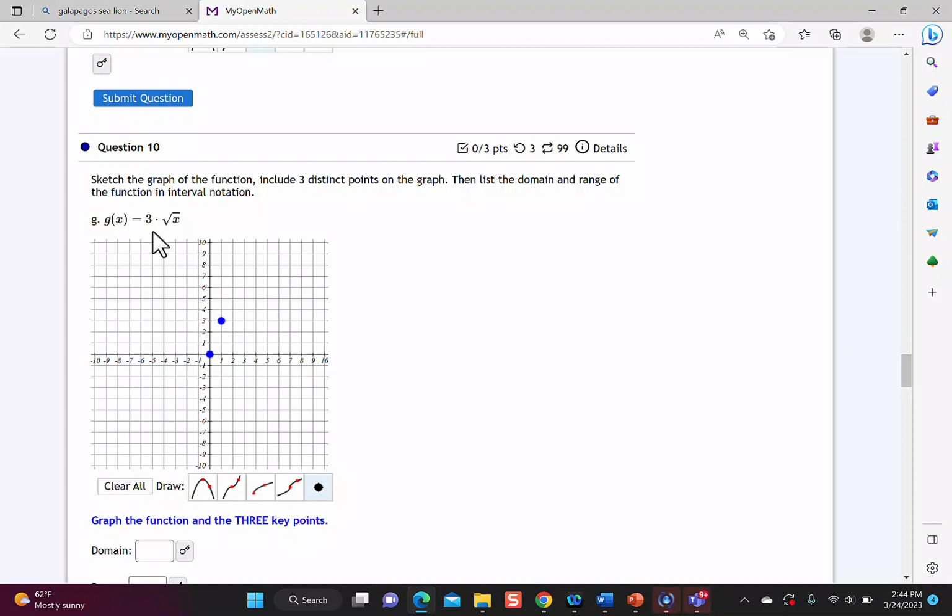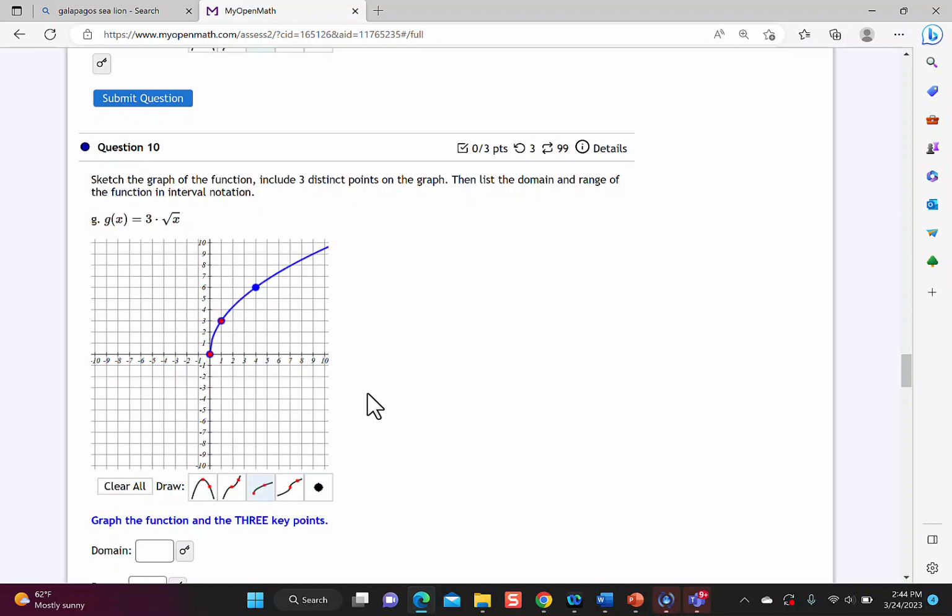That 3 shows me this transformation of stretching. And then the third point I would put on is if I were to put in 4, square root of 4 is 2, 2 times 3 is 6, so over here at 4, 6, I have another point. I grab the shape of the graph, and then I make sure it goes through the points.